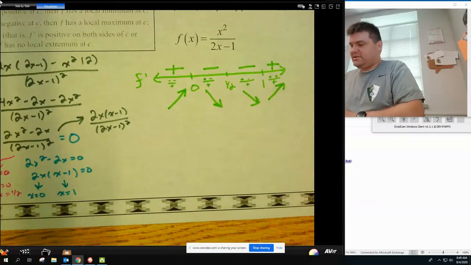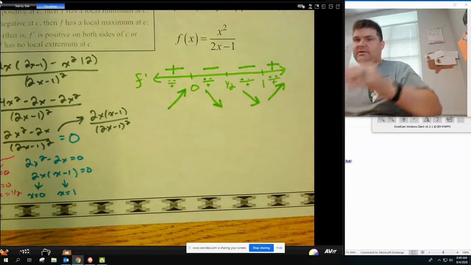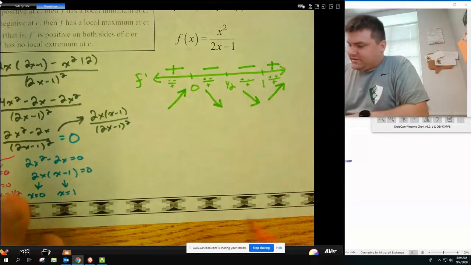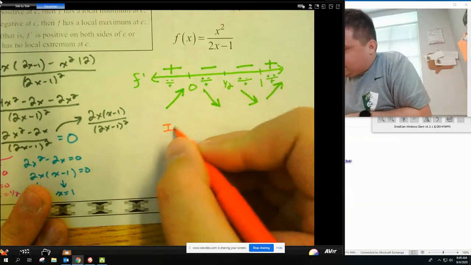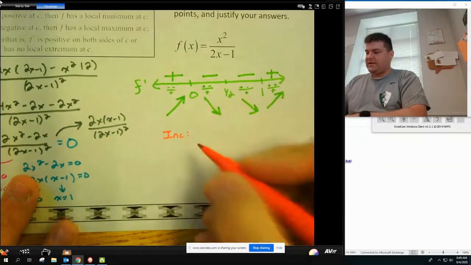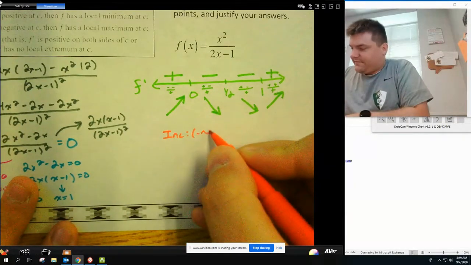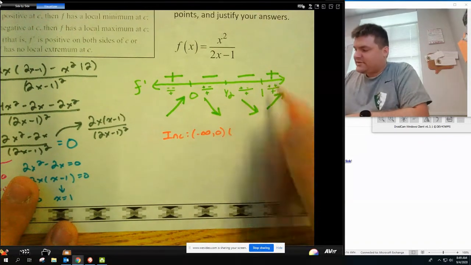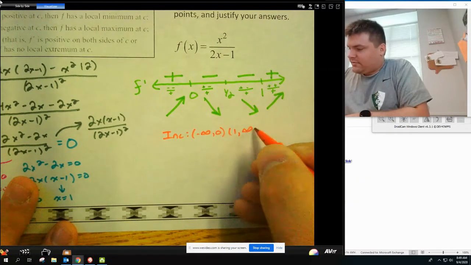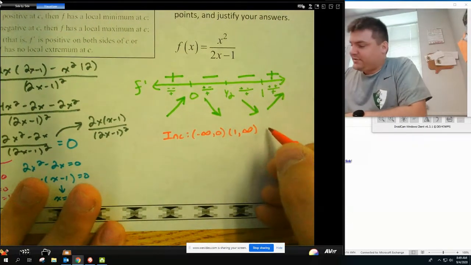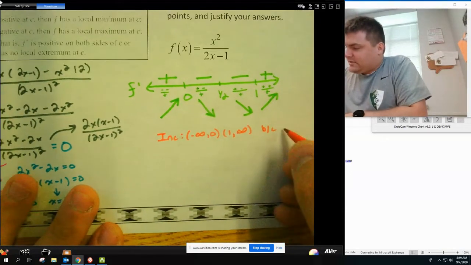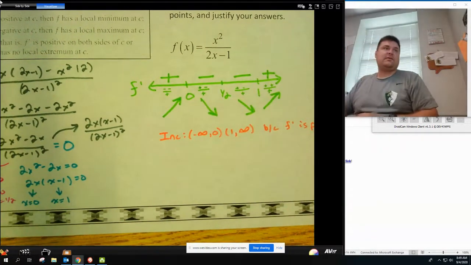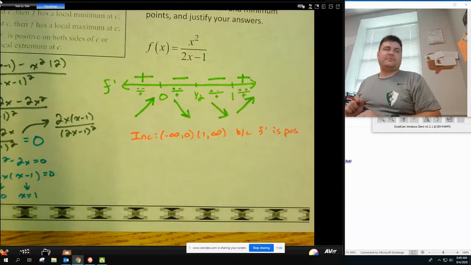Oh, I haven't touched red yet. So here we go. When is this increasing? It's increasing, and these are going to be intervals from -infinity to 0. You don't need to put U's between anything like you did back in pre-calculus, and then from 1 to infinity. You need to state why. It's as simple as this: because f prime is positive. POS, good enough. So f prime is positive.